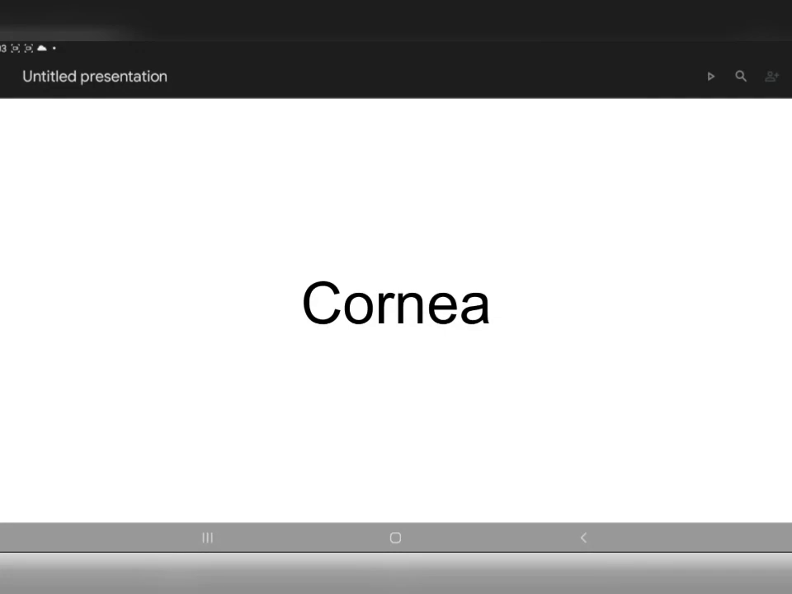Today we'll be discussing the cornea, mainly the anatomy of the cornea. Now let us talk about the cornea. Before talking about the cornea, let us just define the eyeball coats.